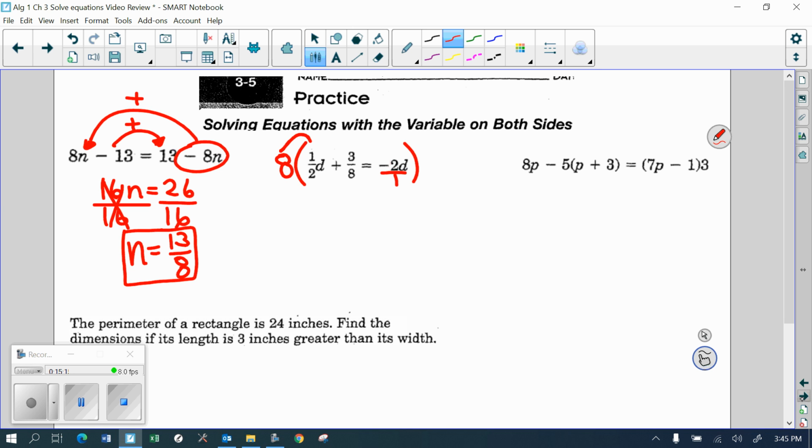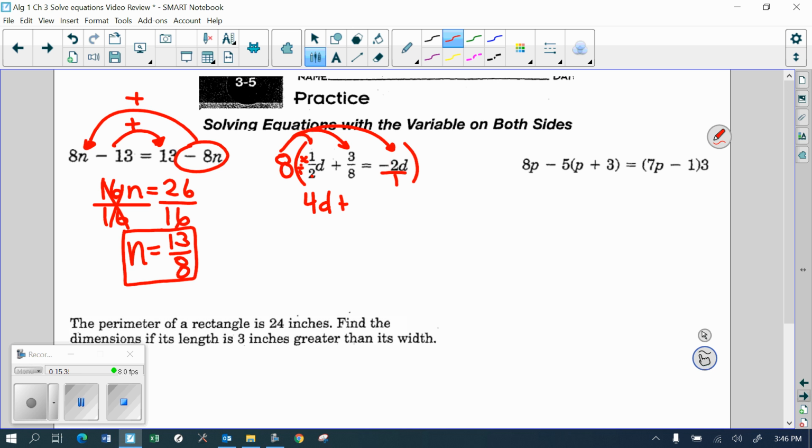Okay, so distribute the 8 through there. Now pay attention to how you do that again. What you do is you go 8 divided by 2. What's that equal? 4 times, so you're dividing by this, and then times the numerator. 8 divided by 2 is 4, times 1 is 4d.